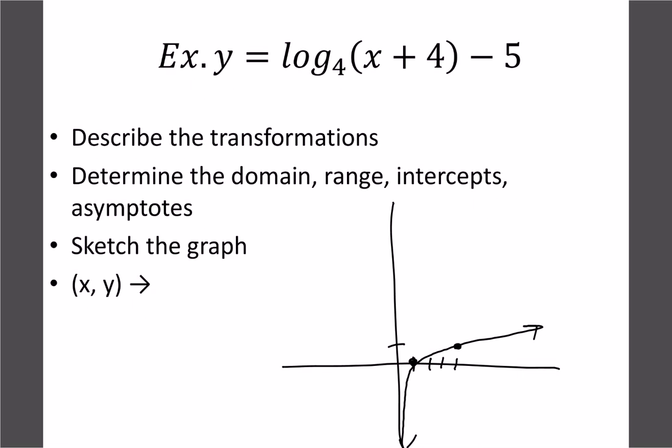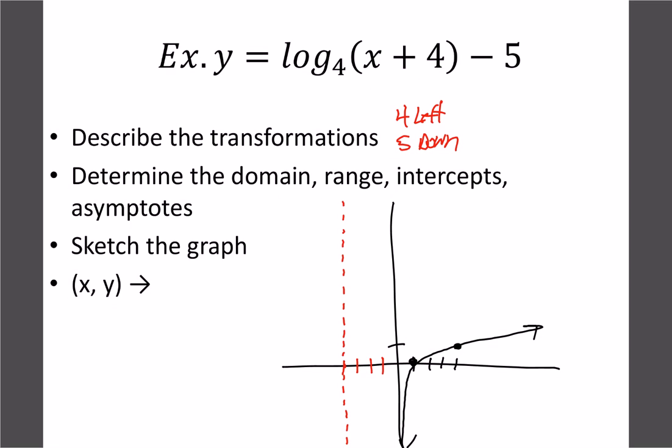So now let's do all of our transformations. We've got a plus 4, so that means we're going 4 to the left, and then we've got 5 down. All we have to do is basically work with those two coordinates. That's the easiest way to go. We also know our asymptote line would be at the 0, the y-axis. So if we go 4 left, our asymptote line would now be at negative 4.